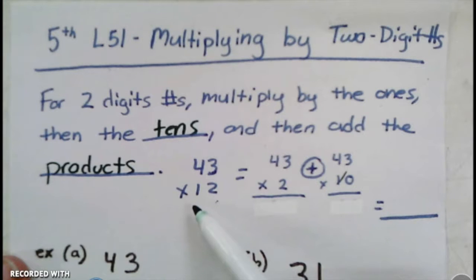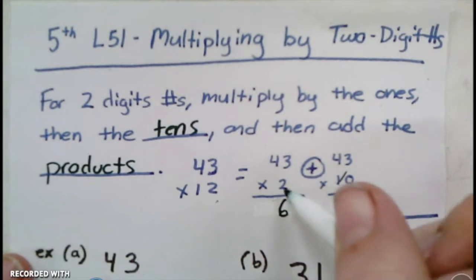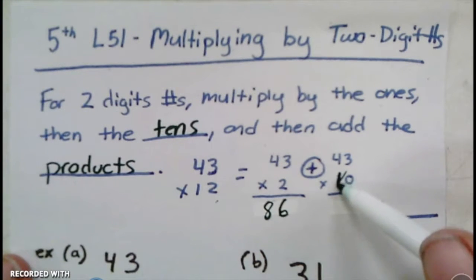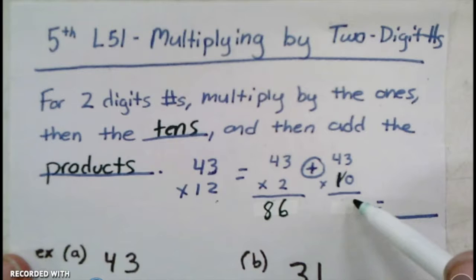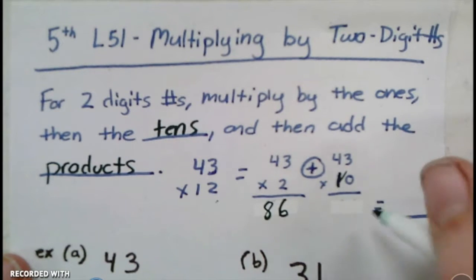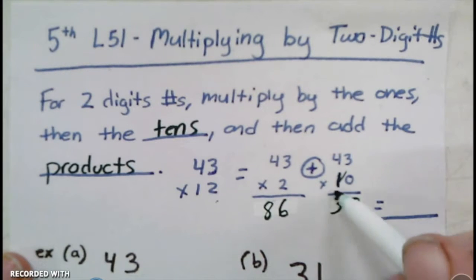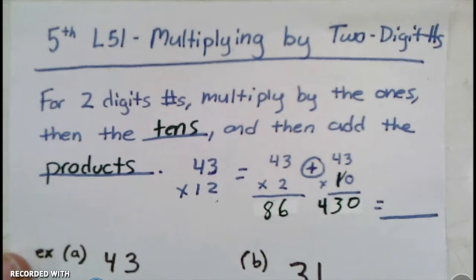Good, 1 ten. So first I'm going to do 43 times 2, and that'll be 3 times 2 is 6, 2 times 4 is 8. And then I'm going to multiply 43 times 10. So I'll have 3 times 0. And remember, we kind of hung those out. I could have hung my 0 out and brought my 0 down. And then I would do 1 times 3, 1 times 4, and I get 430.